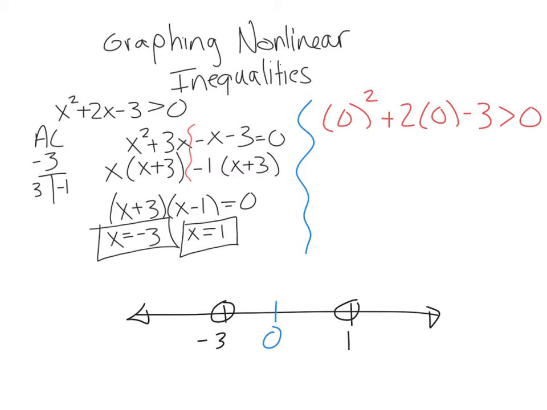If it ends up being a true statement, I'm going to shade where my point is located. If it is false, I will shade away, okay? Not in that area or region. So let's go ahead and simplify.